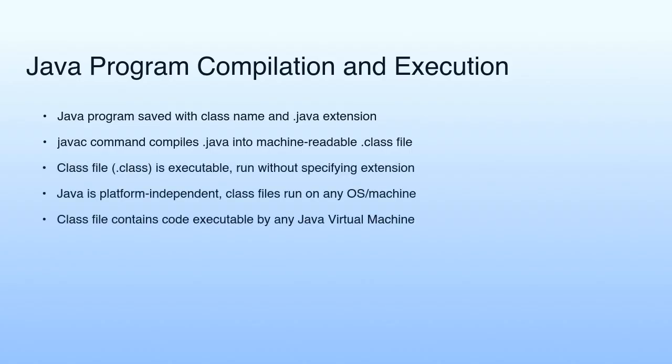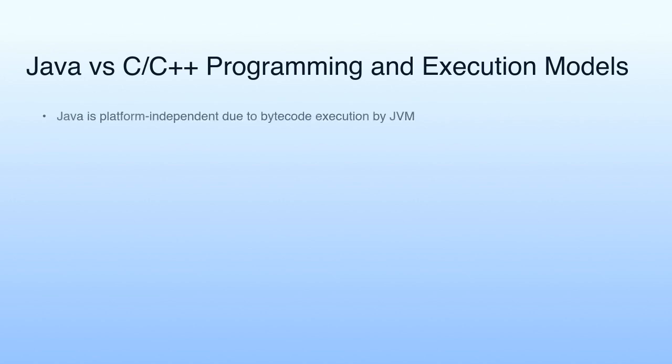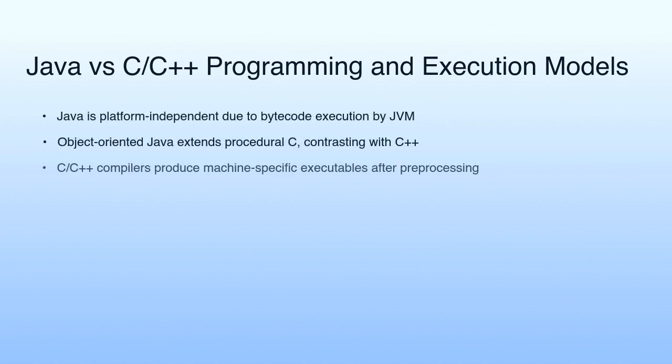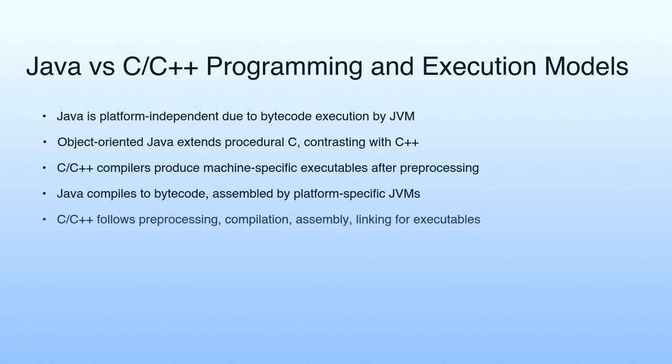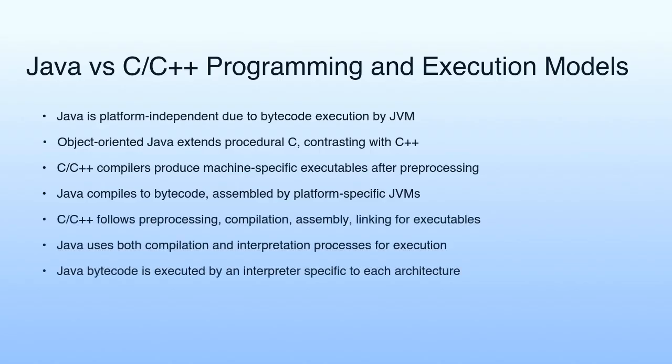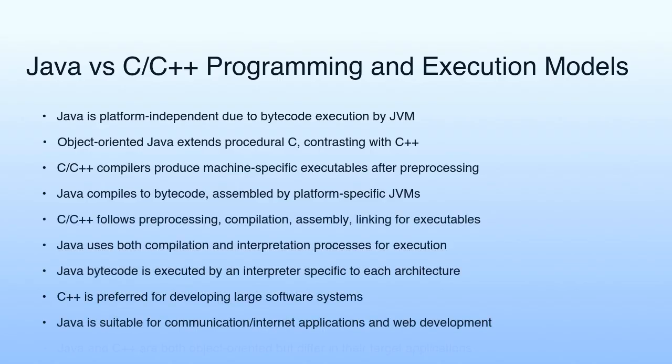files using the javac command, which can then be executed on any platform thanks to Java's platform independence. The video contrasts Java's platform-independent execution model with the preprocessor, compiler, assembler, and linker steps required for C and C++ programs to produce machine-specific executables.